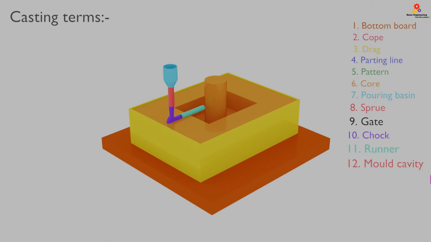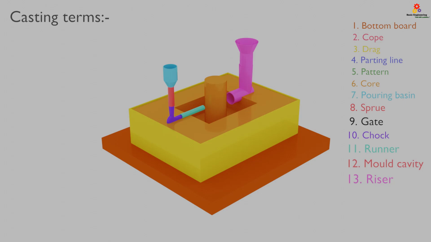Next term, riser. Riser acts as a reservoir for the system. Once the material cools down, it will shrink and the job will go undersize. Hence, it is very necessary to add molten metal inside the mold cavity to avoid undersized job production.